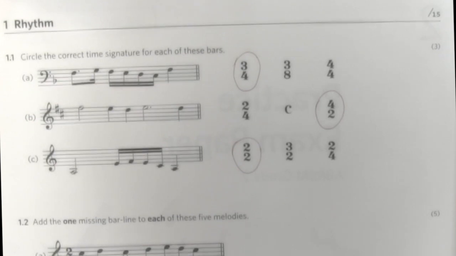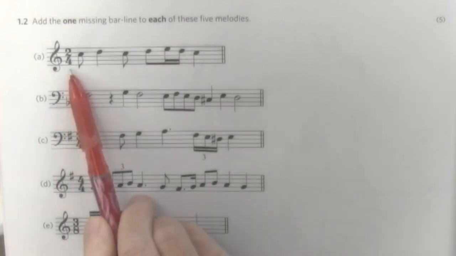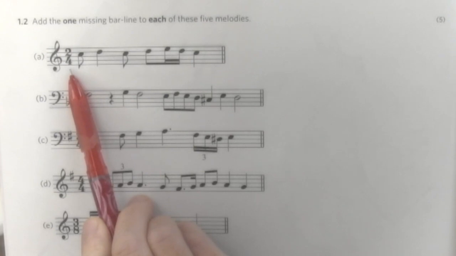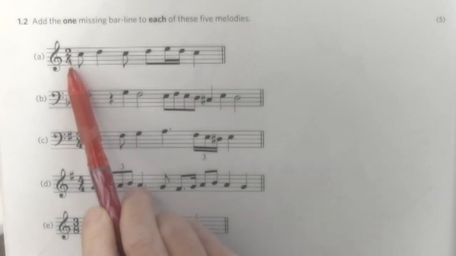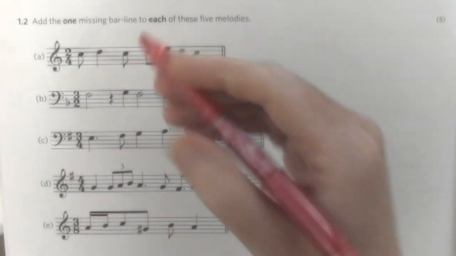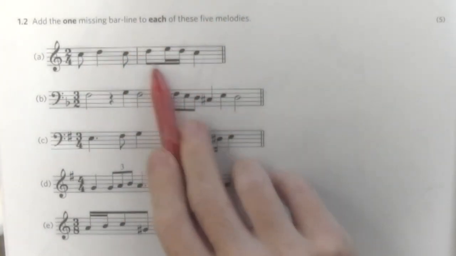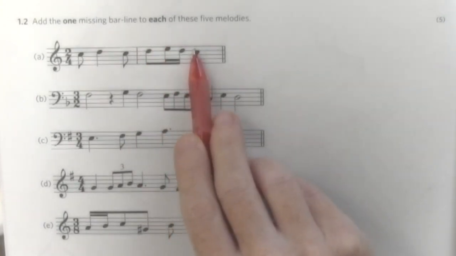Let's move on to the second question. In this question, we are asked to add the missing bar lines. Okay, start counting. Again, let's think musically. This piece is in 2/4, so we need to have 2 crotchets. One is here and one is here. There you go. Just to double check, we have another crotchet here and we have another crotchet here.